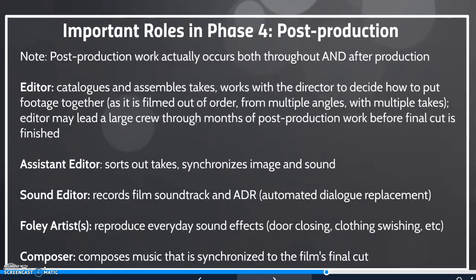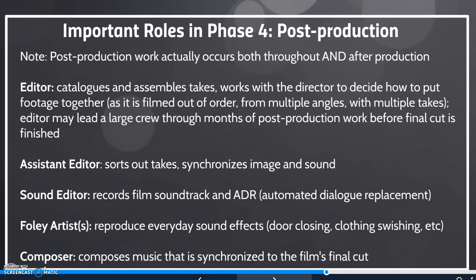Now, once you move into post-production, it's a little bit different in terms of where the emphasis is placed on who's doing work. Post-production work, though, does occur throughout and after production. So while the film is being shot, these people are actively doing work to put the film together, but after the shooting is finished, they continue that work.